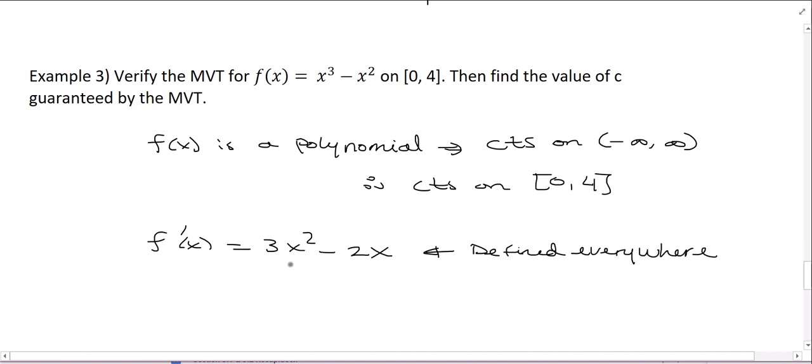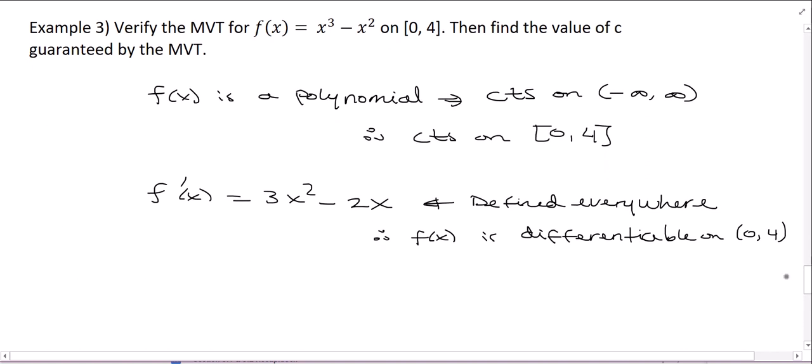So that means the derivative exists everywhere. So then it exists on the interval 0, 4. So therefore we can say f of x is differentiable, right? Differentiable means the derivative exists. So we're just looking for, is this undefined anywhere? So this is differentiable on the open interval 0, 4.